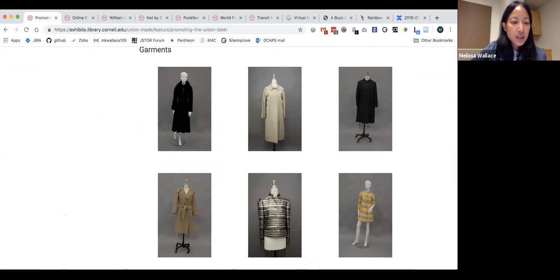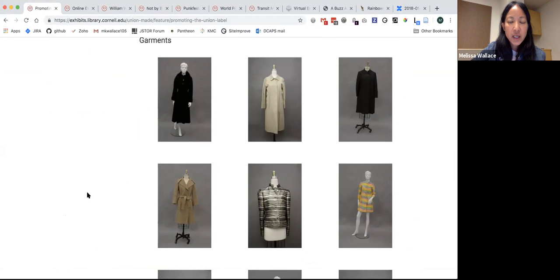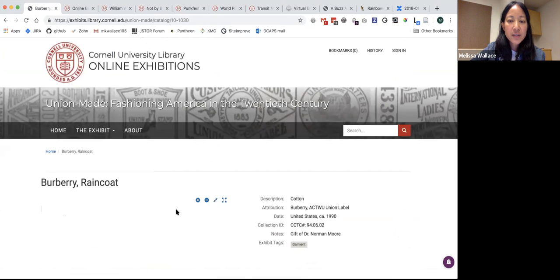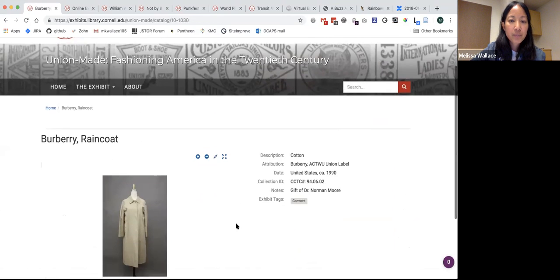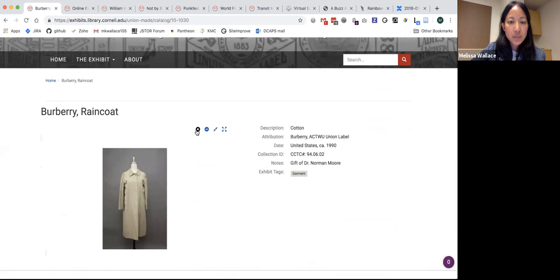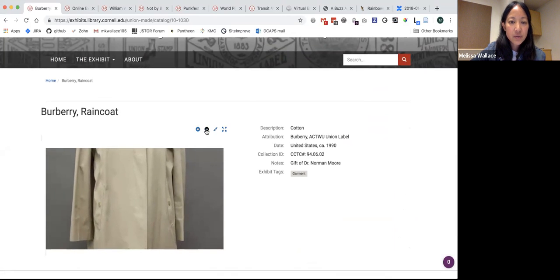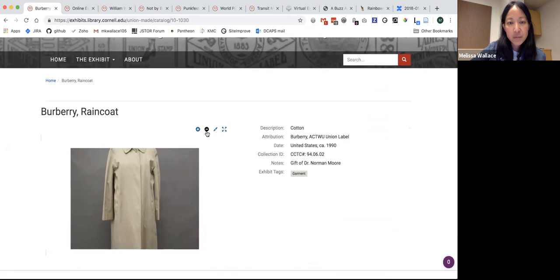For this particular exhibit, they were also in the midst of digitizing their collection. So they have some pretty nice photographs of garments from their collection. Most of our exhibits are pointing to the, I don't know the term for it, but the item page with the additional metadata and the viewer.